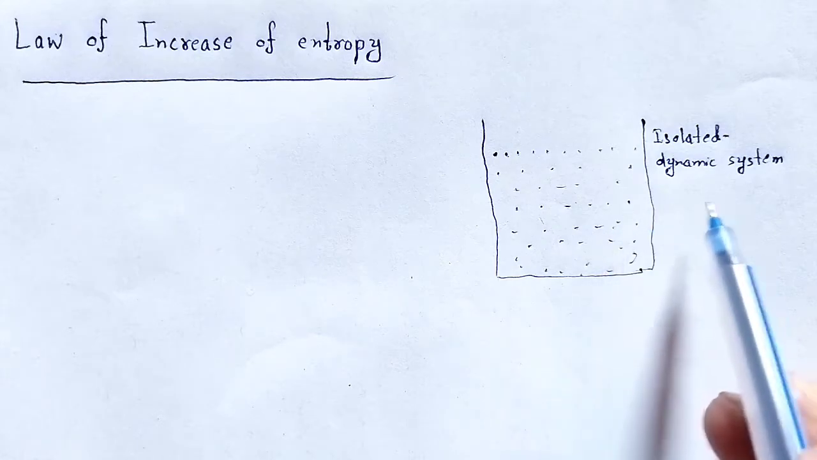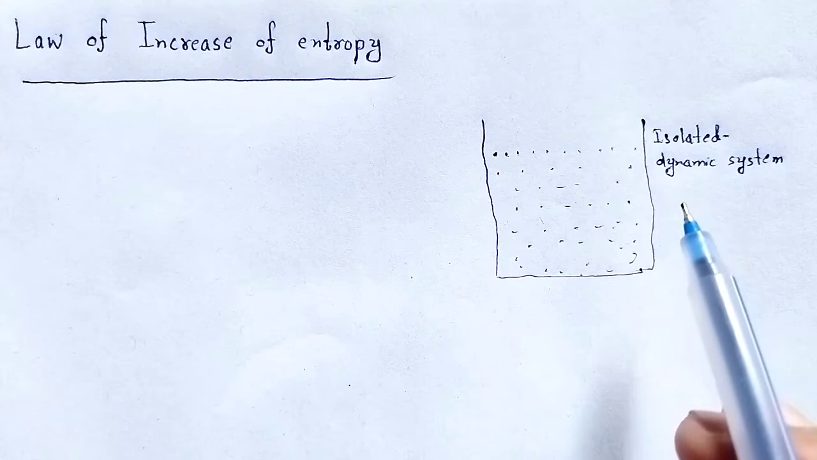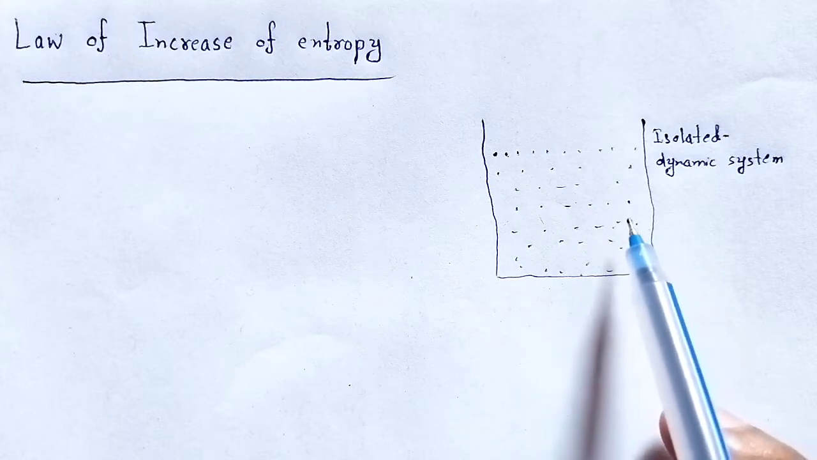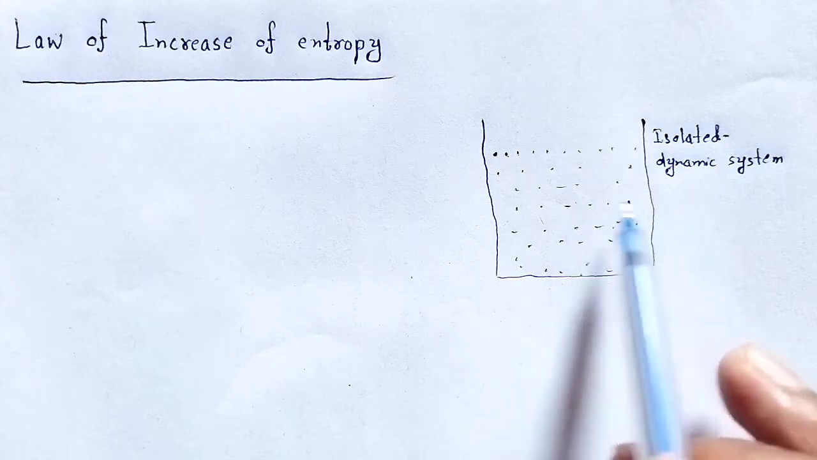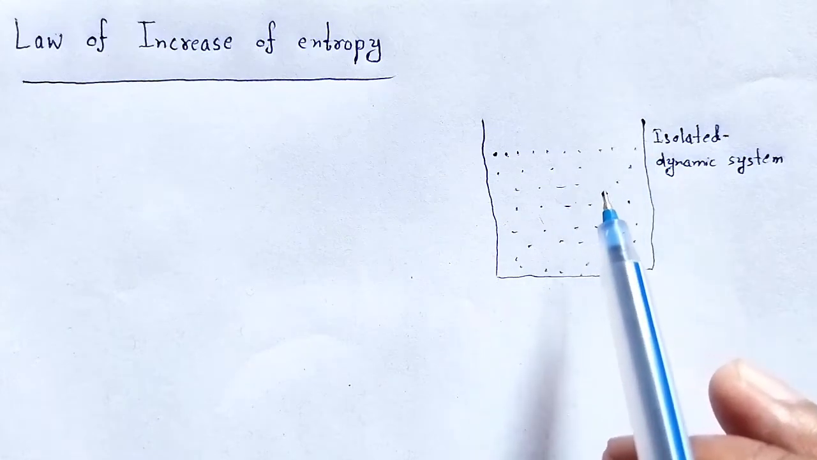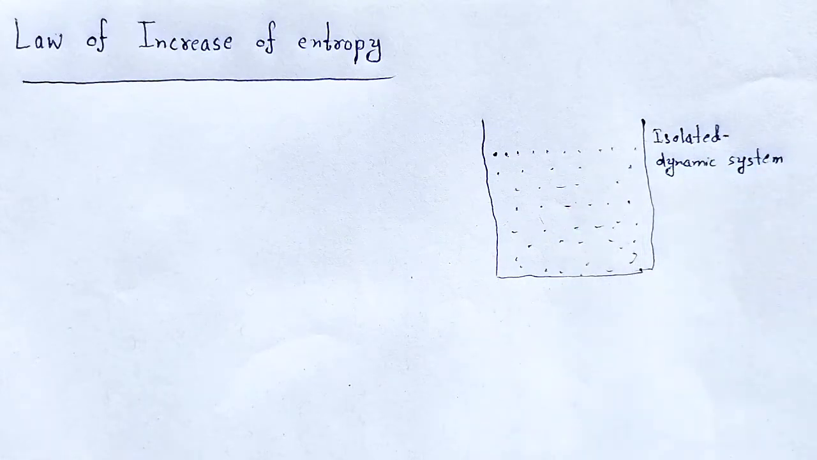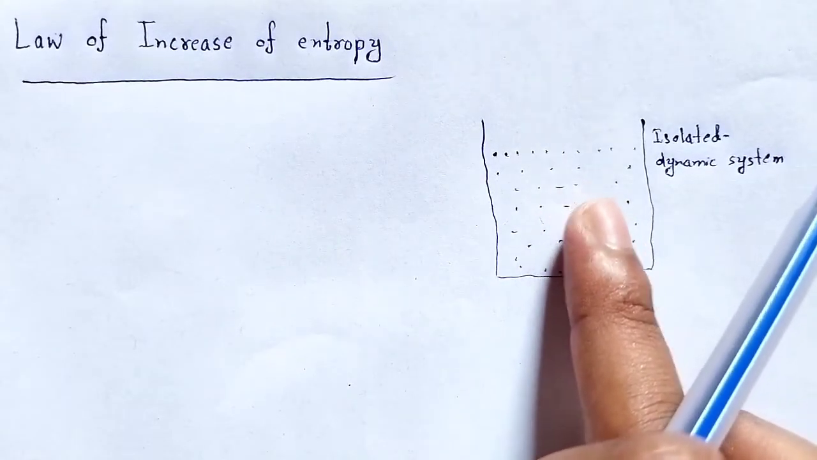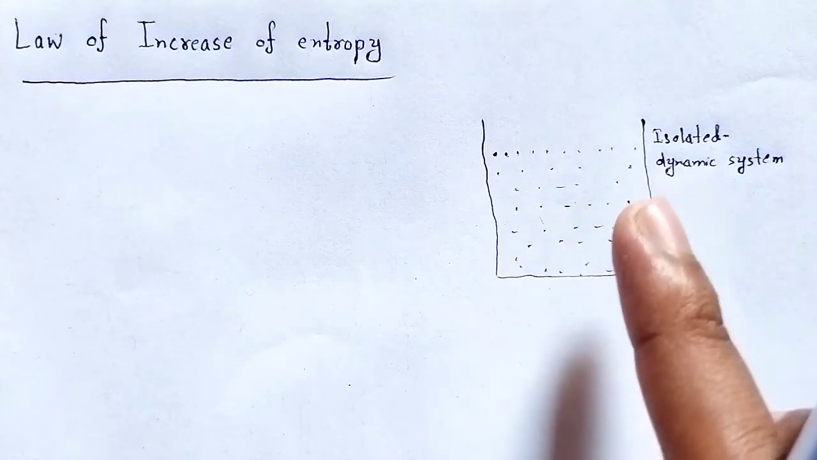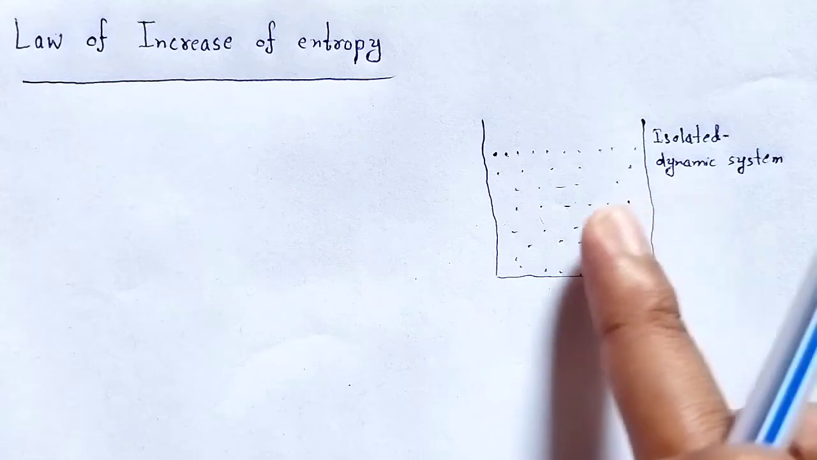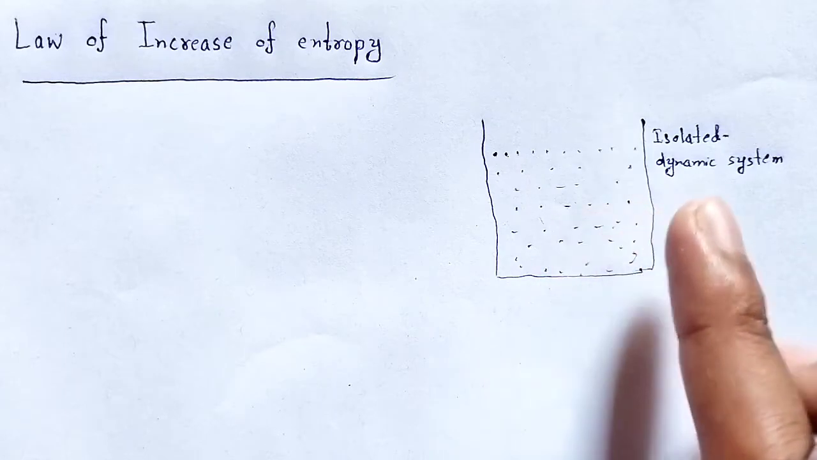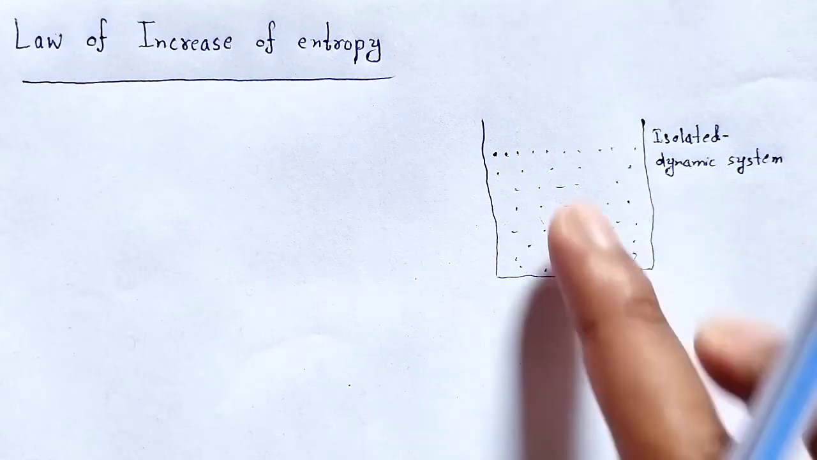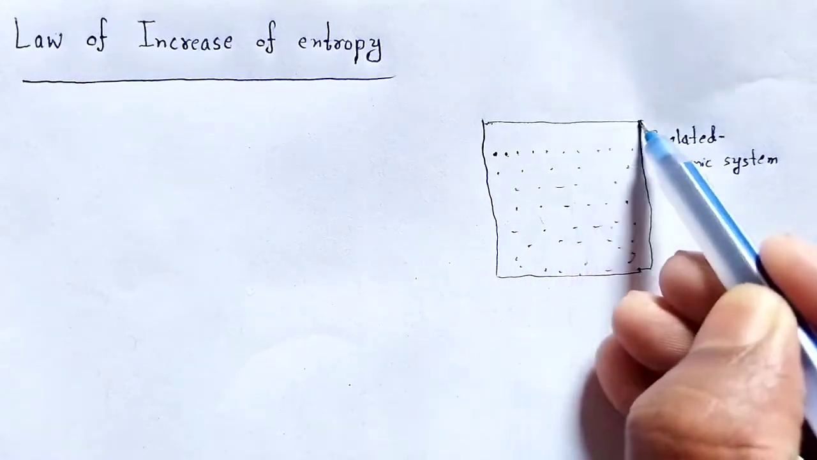There is no exchange of energy of the system with the surroundings. In other words, no energy can enter or leave the system. That is why we say it is an isolated dynamic system. The particles interact within themselves, not with the surroundings, and energy can't be exchanged between the system and surroundings. That means there will be no flow of heat between system and surroundings.